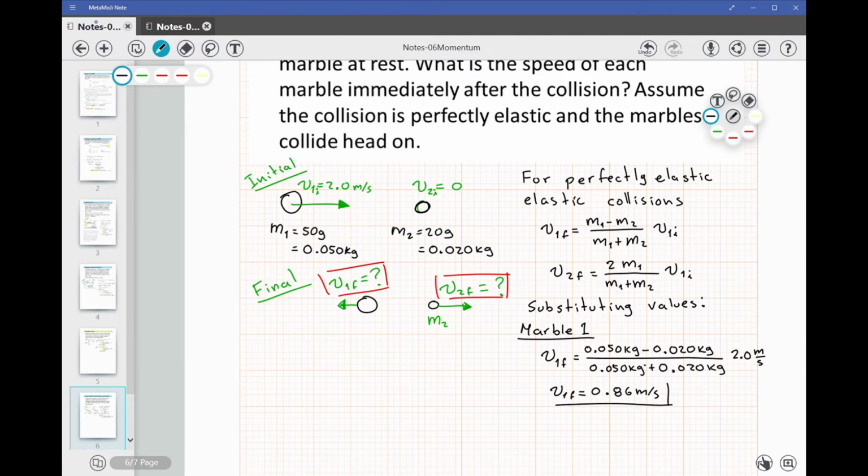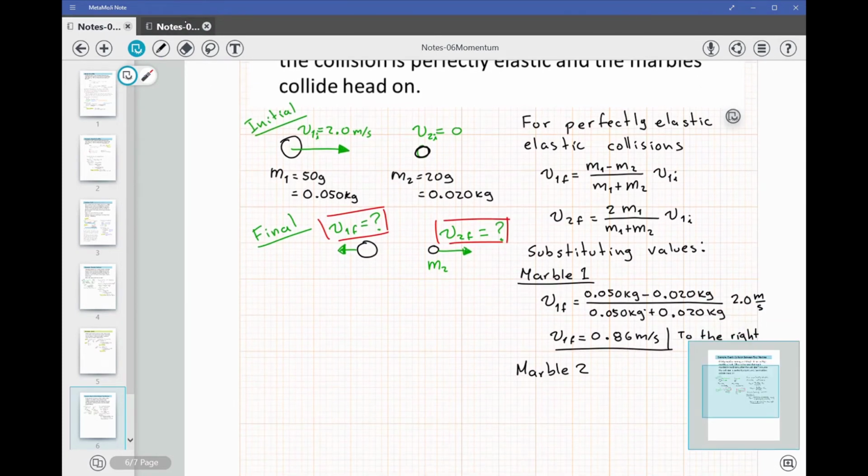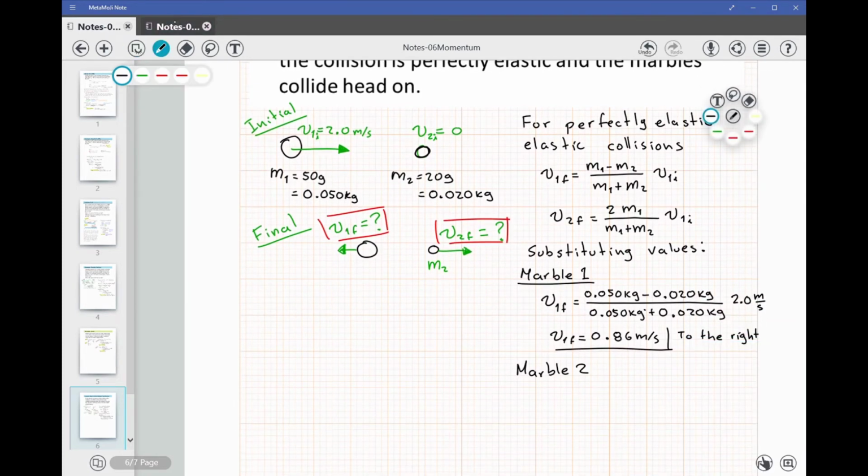Since this is a positive velocity, that means object 1 is still moving to the right, because initially we set positive velocities as velocities pointing to the right. For marble 2, we substitute the numbers into the corresponding formula.